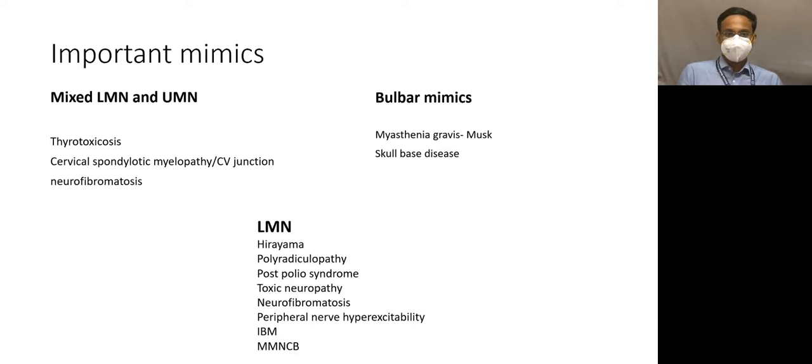The lower motor neuron mimics: the most common thing that we see depends on the age. So, an adolescent boy who comes with wasting and fasciculation which has remained in the hand, started in one hand and then went to the other hand.